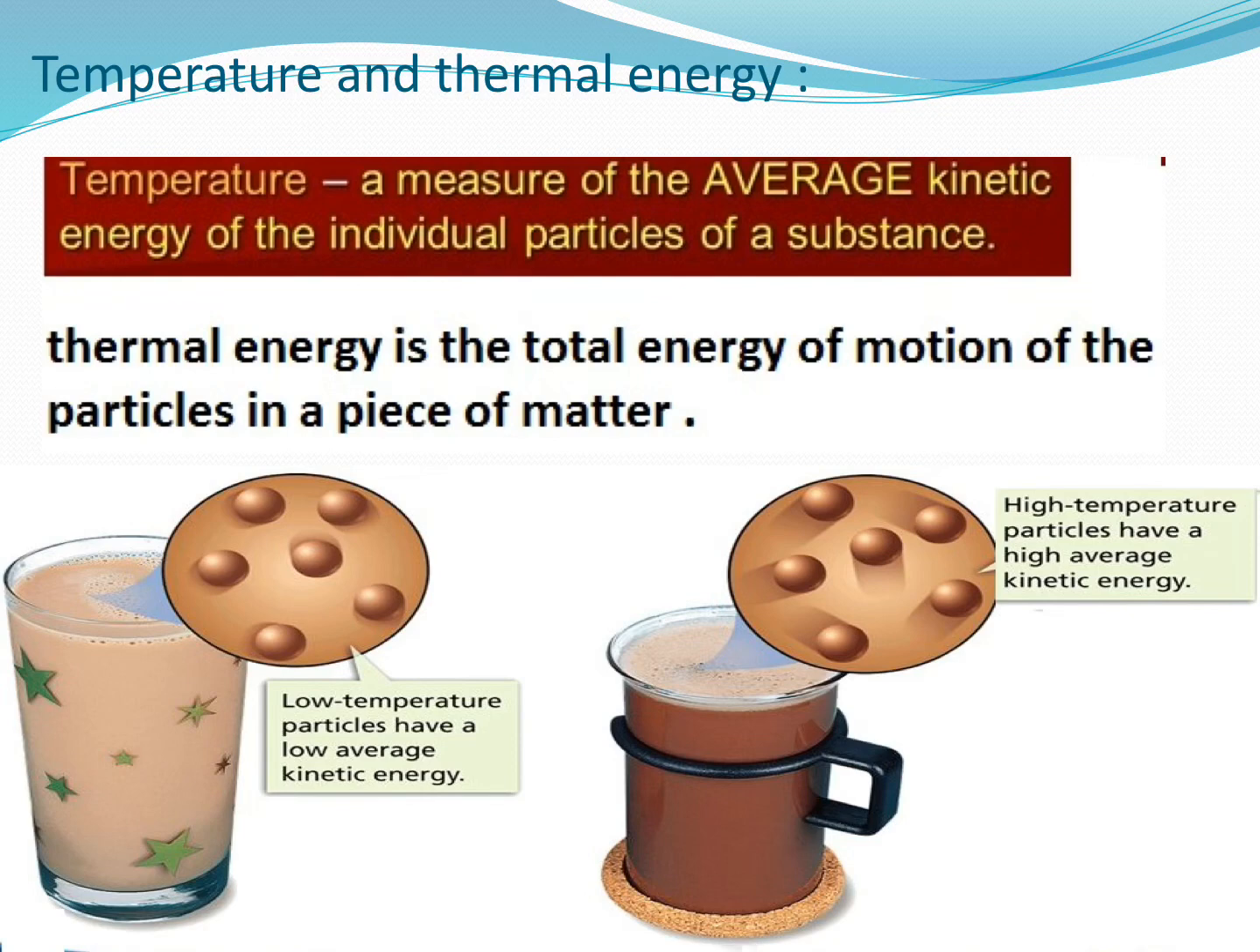Low temperature particles have a low average kinetic energy. What is average kinetic energy? It is the temperature. So low temperature particles have low average kinetic energy. What about high temperature particles? The hot chocolate has a high average kinetic energy, so it has a high temperature. You already know that more matter means more particles.